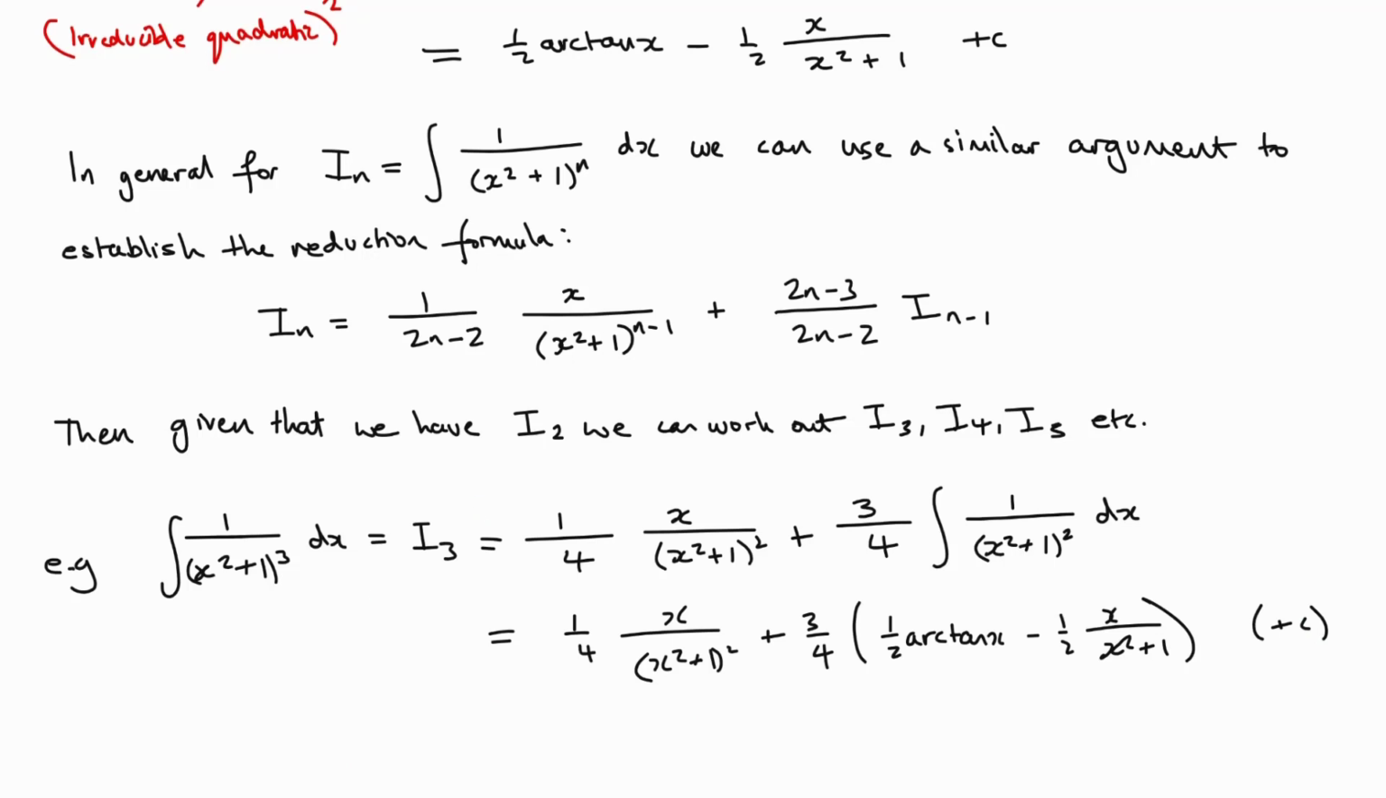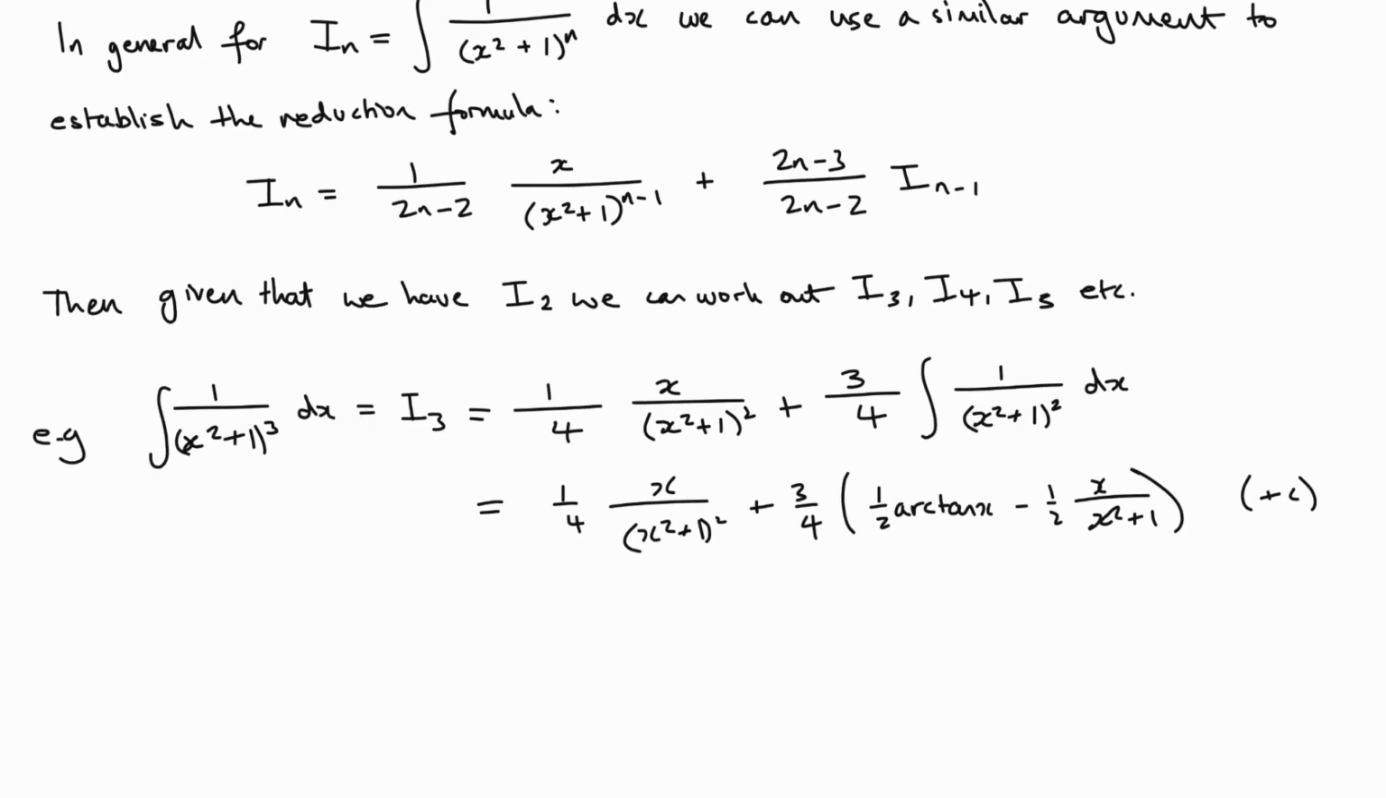So once we've got that, we could do the same with I4. I could put n equals 4 into my reduction formula, and where I get n minus 1, I'll just put this result for I3. And so I can actually do this for any value of n. I could start with I8, and I'd have to work it out in terms of I7 and then I6 and I5, etc. But in principle, I can do it.